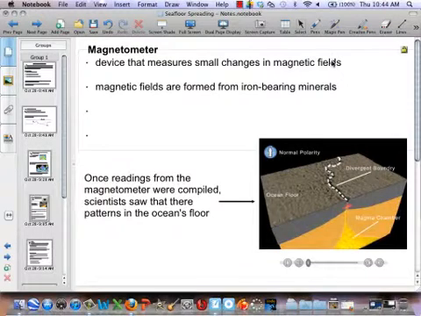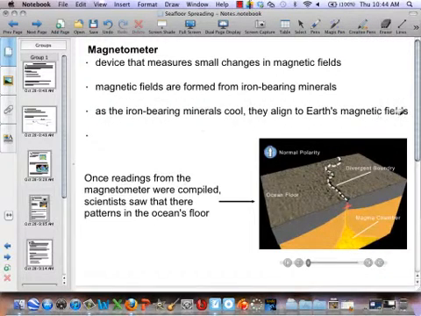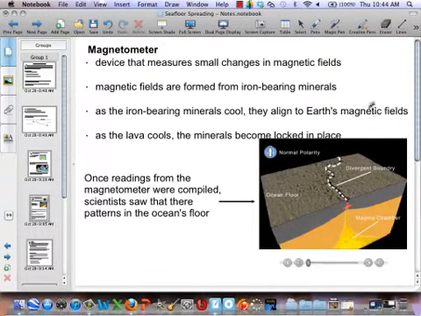Okay, so when we look at this, we have those iron minerals, and when they cool, they get stuck in a rock and they're completely aligned in the magnetic field. Now comes the really cool part. Watch what happens.